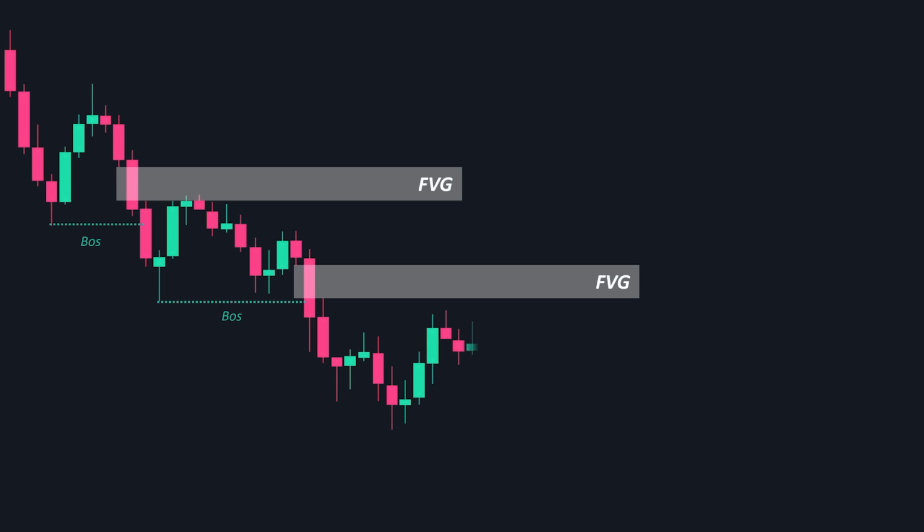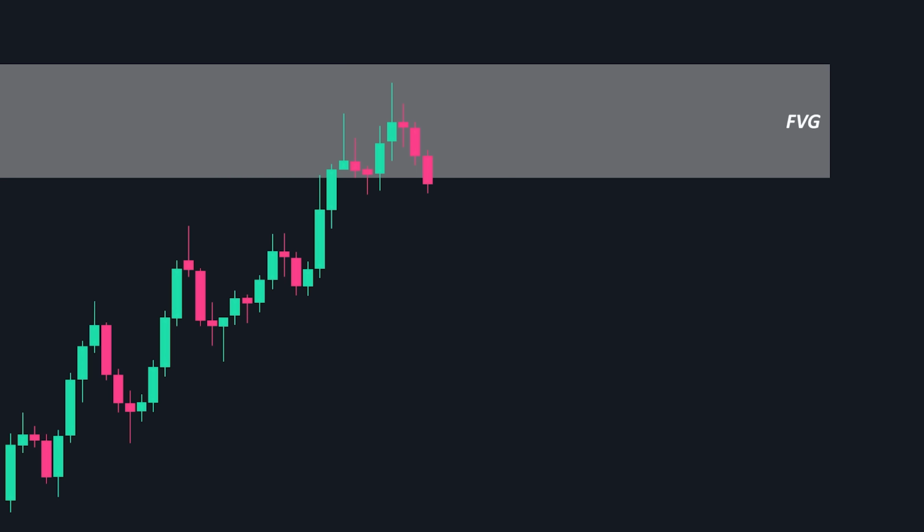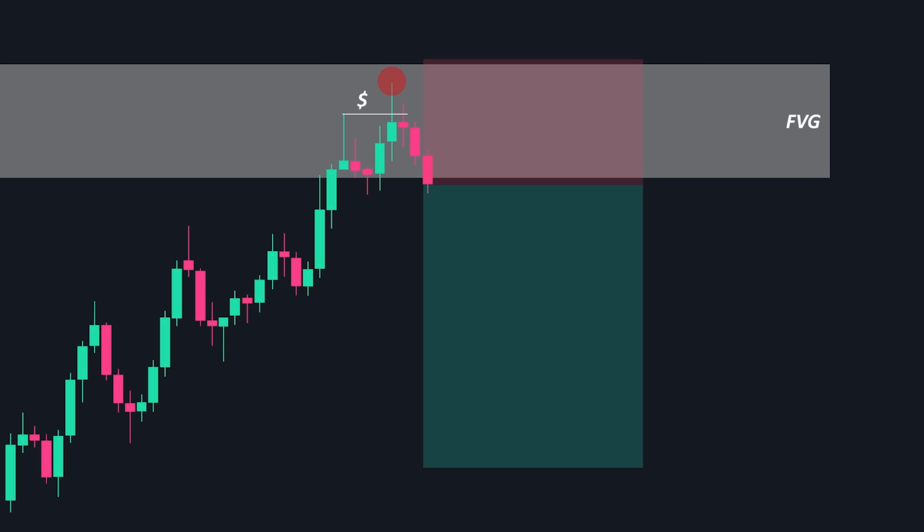When the price pulls back into one of those gaps, switch to the lower time frame and look for a bearish liquidity grab above a recent high. Enter the trade after confirmation. Place your stop loss above the liquidity grab and aim for the next key level below.